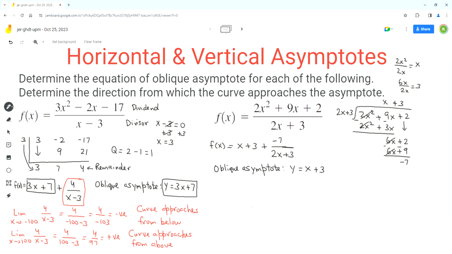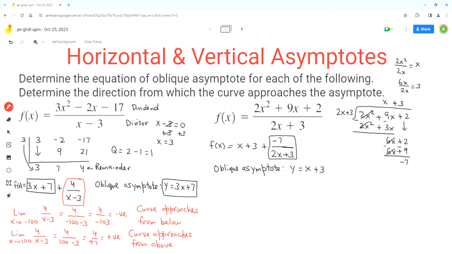Now we have to determine the direction from which the curve approaches this oblique asymptote. So for that, we'll analyze this fraction in the expression for the function. If we get a positive value for this fraction, then that means the curve approaches the oblique asymptote from above. And if we get a negative value, that means it approaches the asymptote from below. So we can do the limit test.